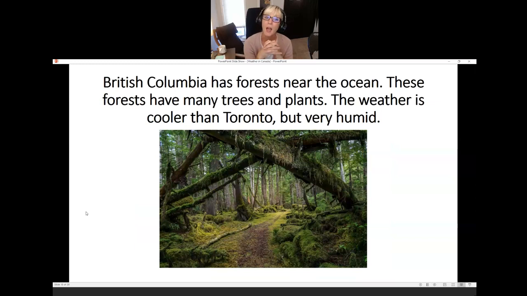British Columbia has forests near the ocean. Okay? These forests have many trees and plants. The weather is cooler than Toronto, but very humid. It's humid because the forest is next to the ocean.